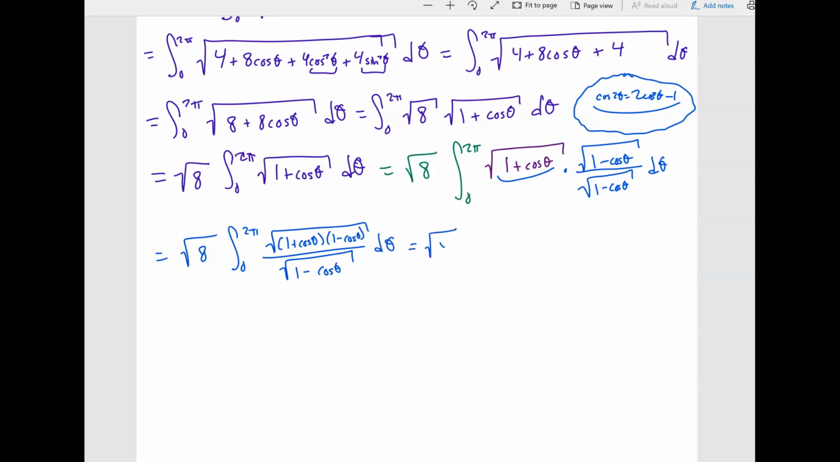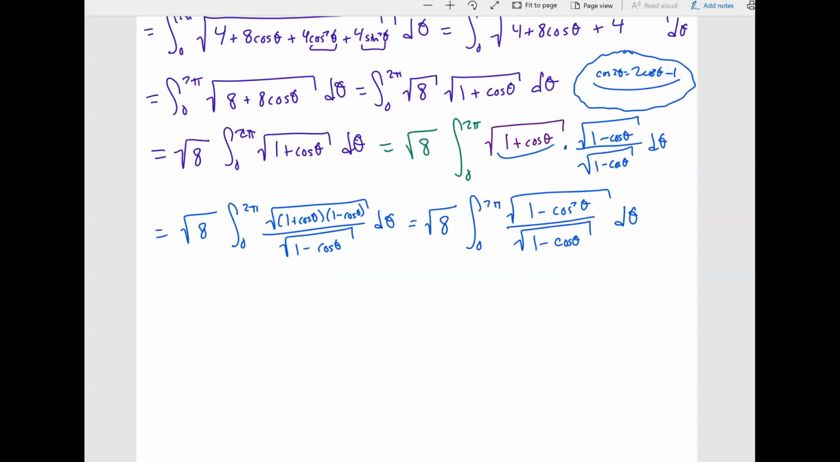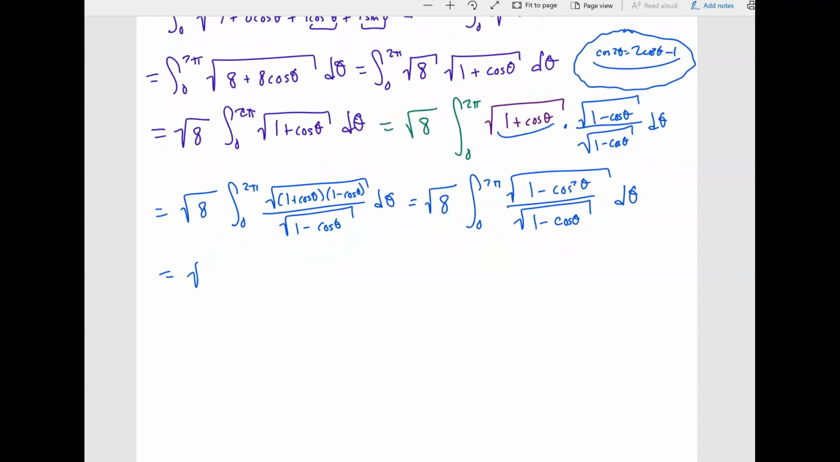I'm not sure. So square root of 8, integral from 0 to 2 pi. So the top part, if I reduce everything and I FOIL it, you're going to get 1 minus cosine squared theta, divided by the square root of 1 minus cosine theta, d theta. So now notice that 1 minus cosine squared theta is just equal to sine squared theta, divided by the square root of 1 minus cosine theta, d theta.